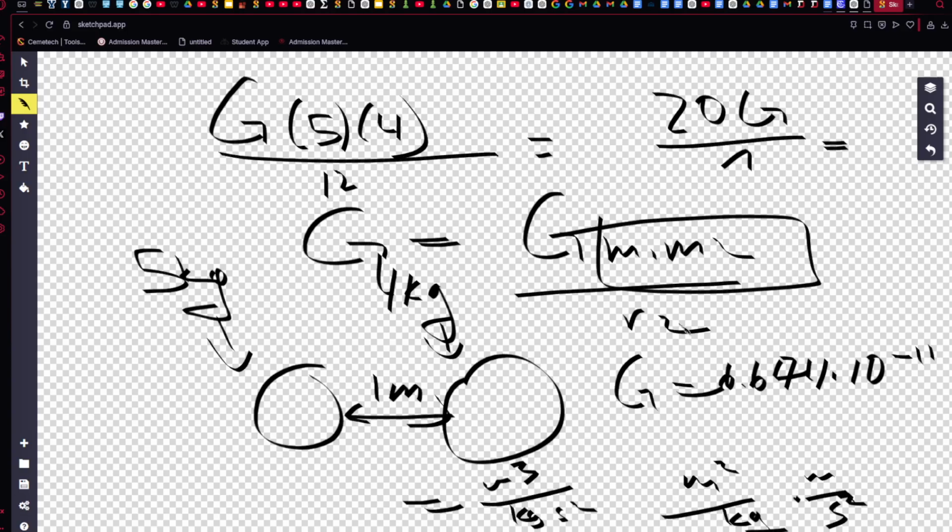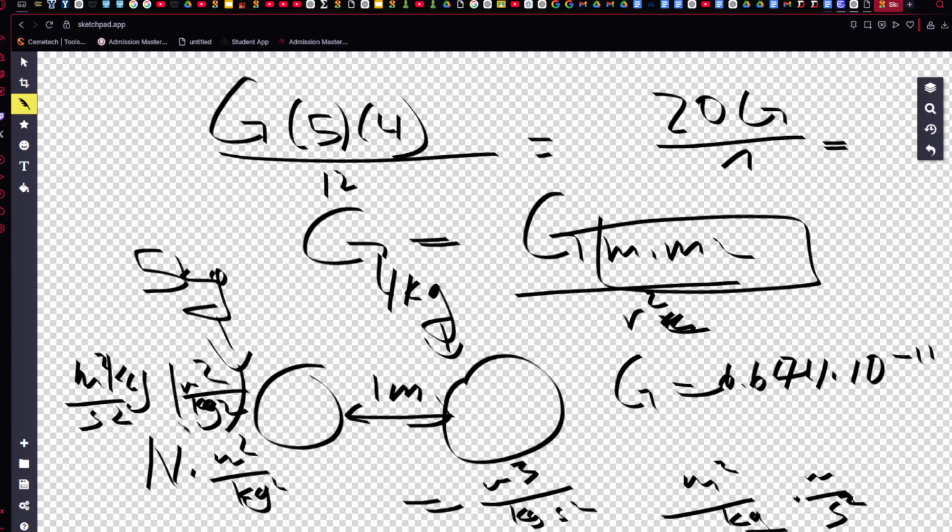Why did I put R2? This should be R squared. Yep. So these are the units here, or you can rewrite it as Newton times m squared over kg squared. And again, Newton is kg times m over s squared. So m squared over kg squared. Kgs cancel out top and bottom to get m cubed over kg s squared.